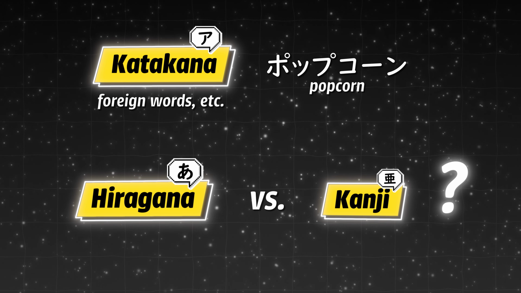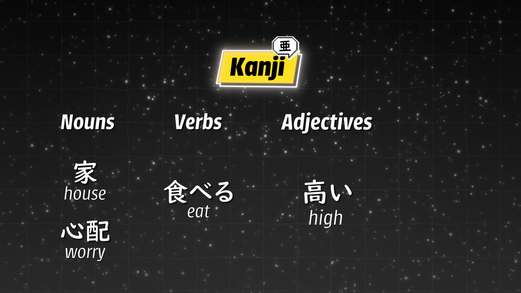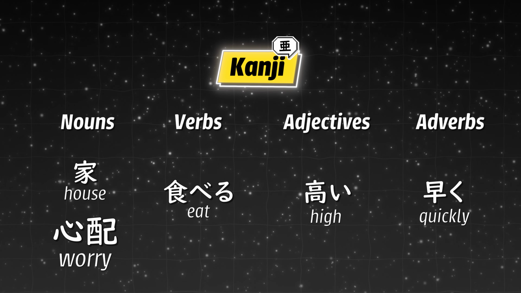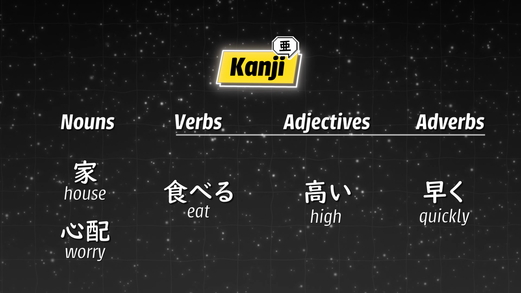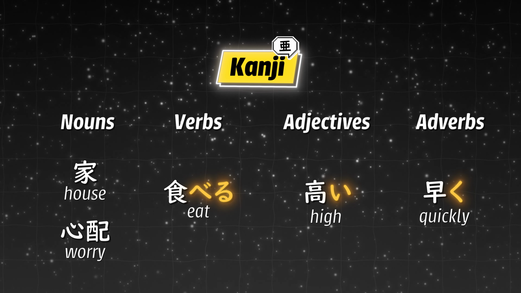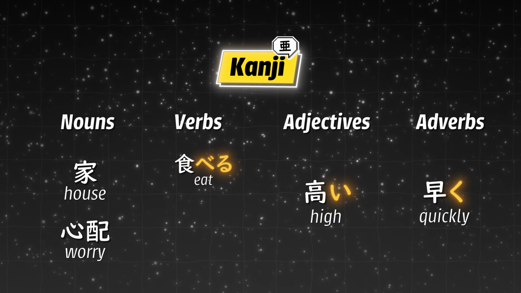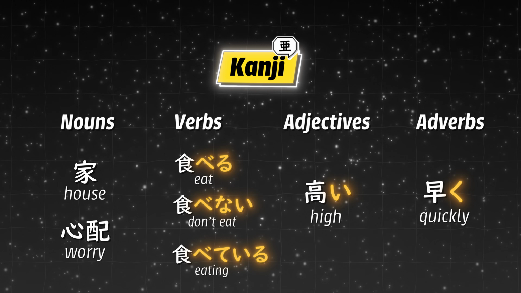Okay, so maybe you'll understand that katakana is mostly used for foreign words, but when do you use hiragana versus kanji? Kanji are typically used in most nouns, verbs, adjectives, and adverbs. Nouns will typically be a single kanji or group of kanji, like house or worry, whereas verbs, adjectives, and adverbs will often be paired with hiragana, with conjugations being made by changing the hiragana. For example, changing eat into don't eat or eating, and so forth.